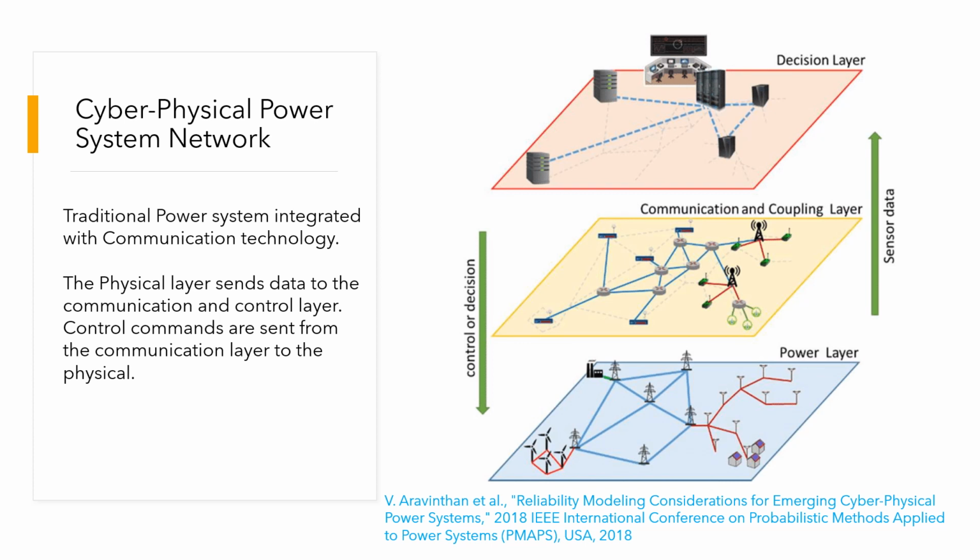So now, basically a traditional power system which is integrated with communication technology forms a cyber physical network. The power layer sends out sensor based data, which is typically in terms of voltages and currents in the circuit, to the communication layer, where based on the data some decisions are made and the commands are typically sent back to the physical layer to operate.